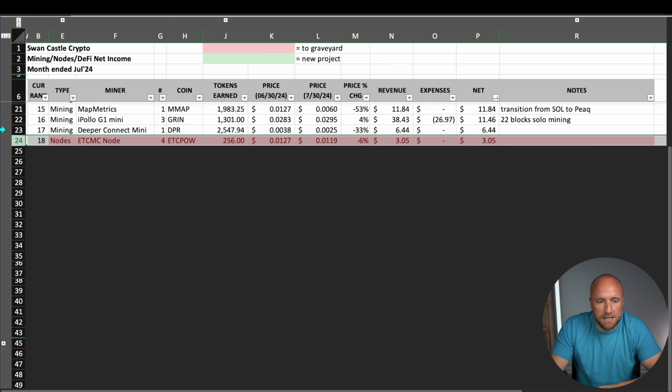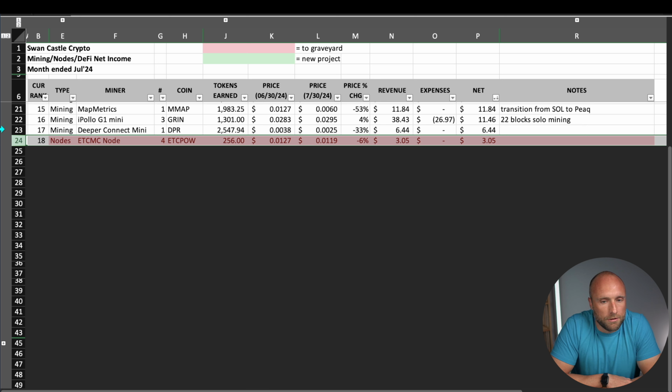Number 18, my ETCMC nodes. This one's been disappointing as well over these last several months as we've seen the ETCPOW token basically just plummet in price. This was printing money the first couple months we were in it, when we got into this project early on this channel. So hopefully you got in with me when we got in, so you got in early and hopefully made all your money back.